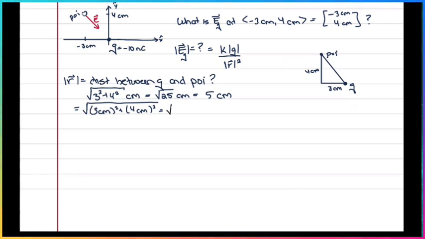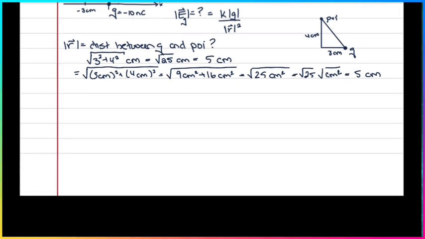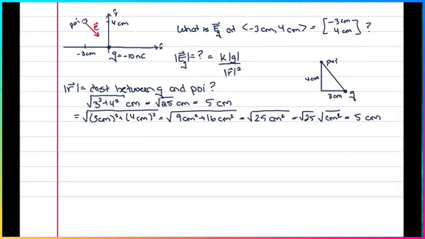And then when I square it, that is 9 centimeters squared plus 16 centimeters squared. But then that is the square root of 25 centimeters squared. That's the same thing as the square root of 25 times the square root of centimeters squared, which of course is just 5 centimeters. Again, I'm hoping that these things are becoming a little bit more second nature. So the distance between the charge and this point of interest is 5 centimeters.